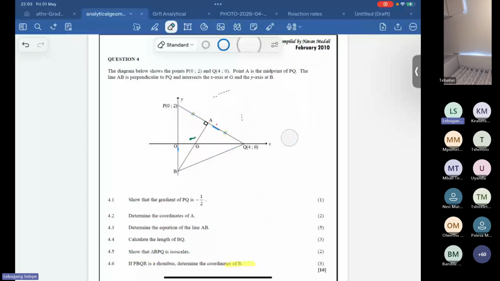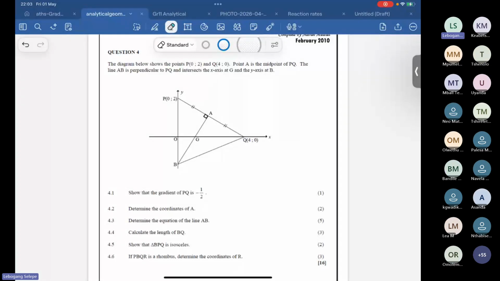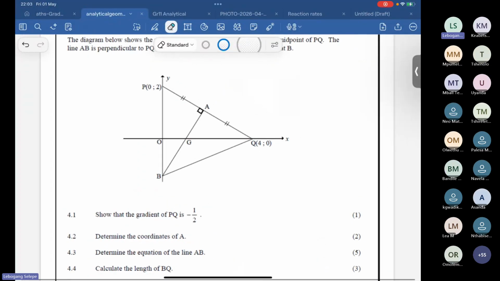Another point to be proven, look at this question. Again, I'm not going to do it thoroughly. I'm just going to be taking you through it until 10 past. The diagram below shows points P, Q, and A is the midpoint. They're telling us A is the midpoint of PQ. And then they're saying that AB is perpendicular to PQ, and they've indicated that on the diagram.